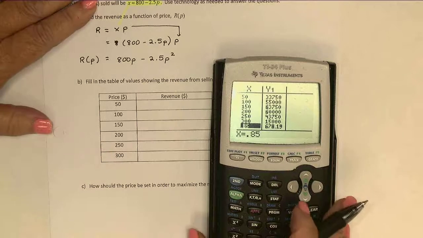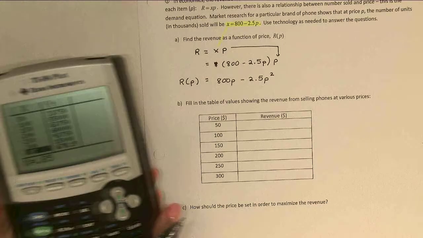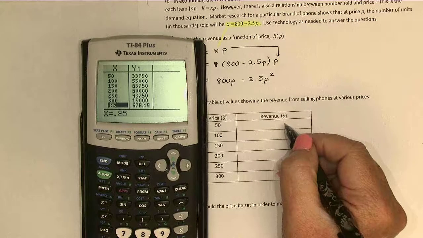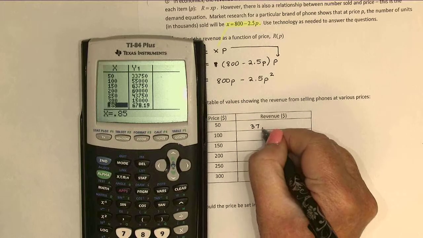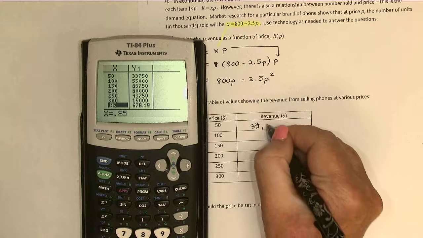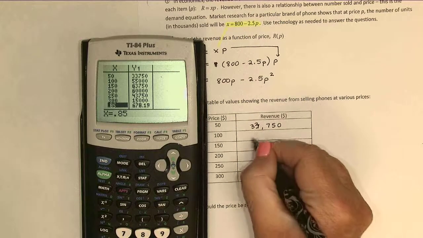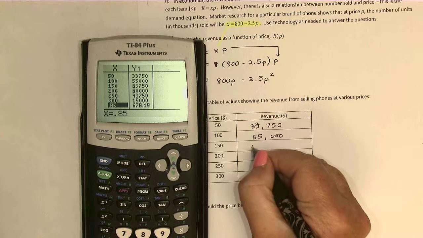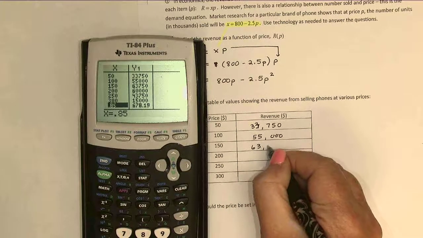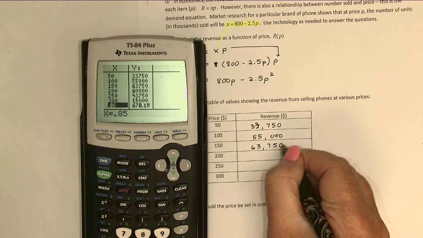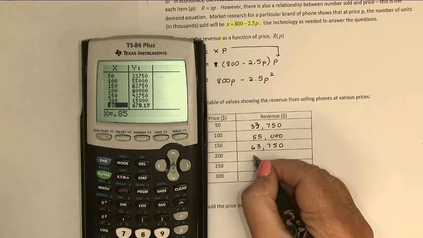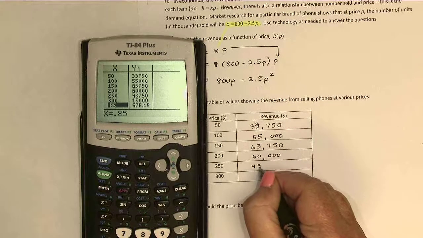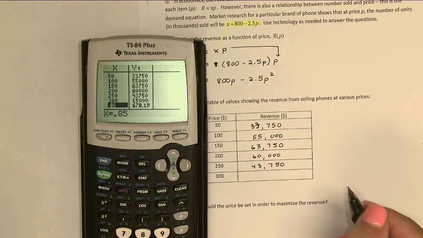All right, so let's see here. Transferring the values, at $50 we make $33,750 in revenue. At $100 per phone, we're going to make $55,000. Charge $150, we're going to make $63,750. $200, we make $60,000. And then $43,750. And then finally $15,000.